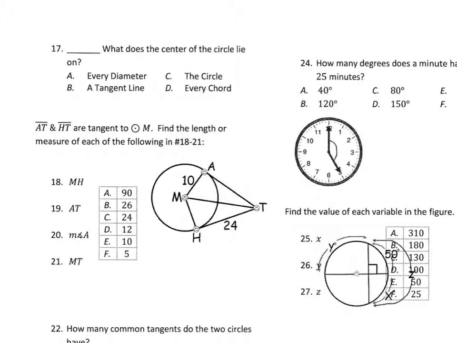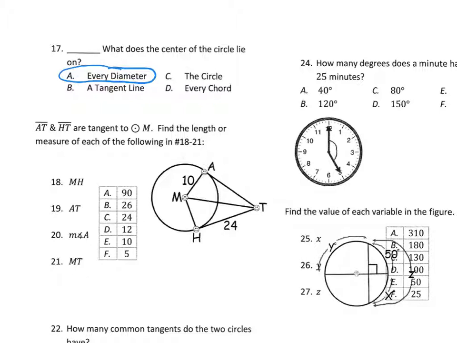Number 17 is a vocabulary question. And this vocabulary question was on a quiz before, so you can probably imagine it's on your test also. It says, what does every center of the circle lie on? And the answer is every diameter.